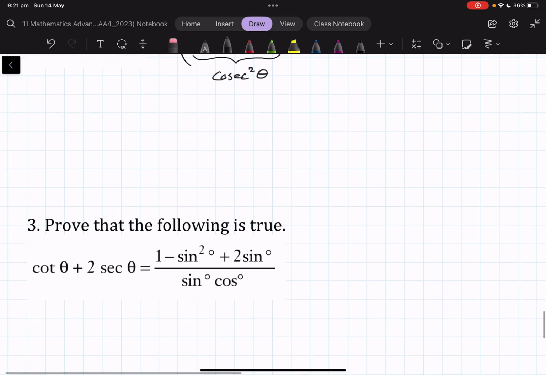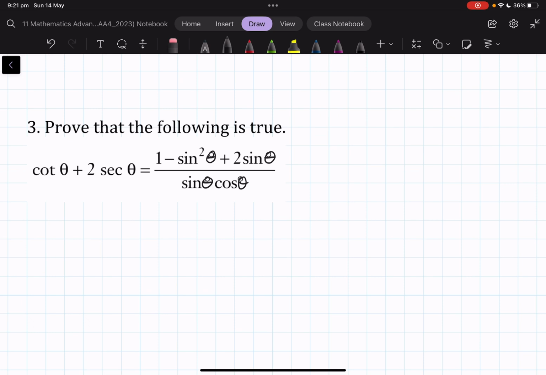Now the final one, the formatting of the book seems to be a bit messed up. These all should be thetas. Don't be overly worried about that. If you see it, just assume it is the same variable. So it's a prove that question. Prove that means that we have to start with the left-hand side, start with this, and do stuff to it that ends us up back on the right-hand side. All right, so we can't go between the two. We have to start with the left and end up with what's on the right. So that's what we're going to do.